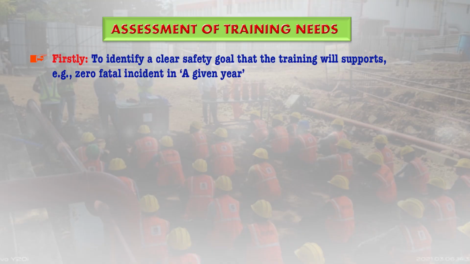Let's start with our main section, which is assessment of training needs. Basically, training needs assessments can be divided into the 4 steps. Firstly, to identify a clear safety goal that the training will support. For example, there is an objective of an organization, or say there is a KPI of an organization to keep 0 fatal incidents in a given year. So that is one way of assessing the training.